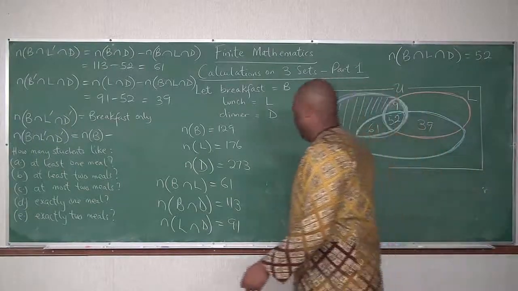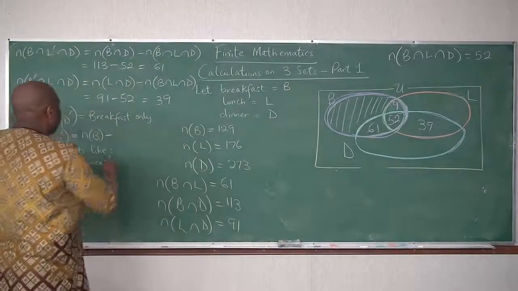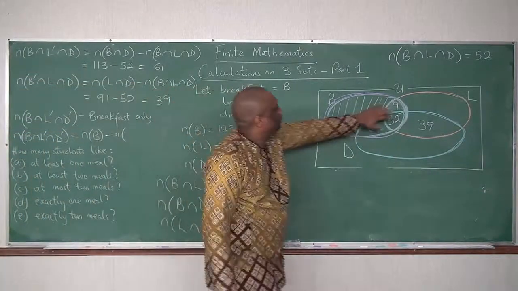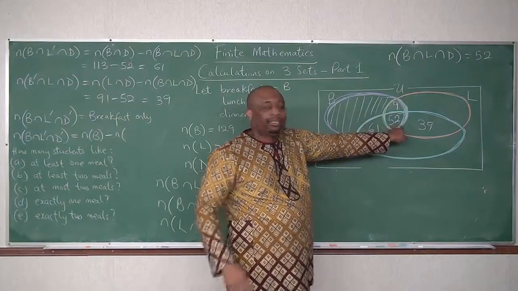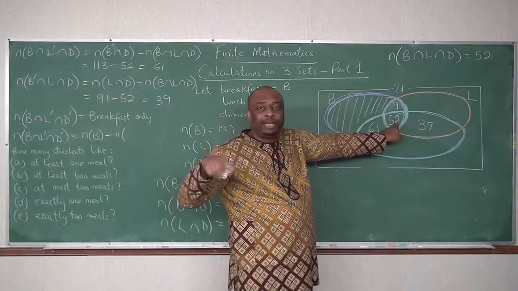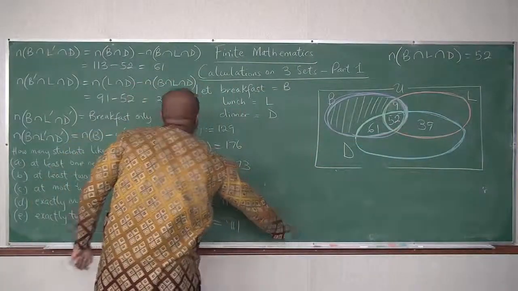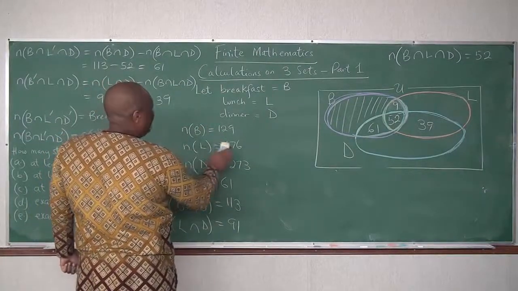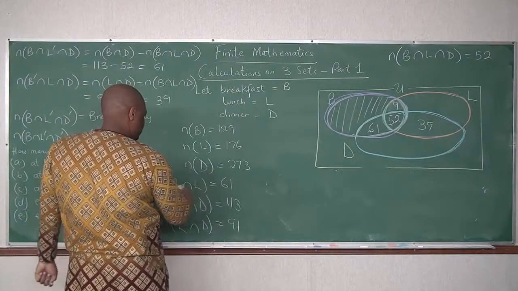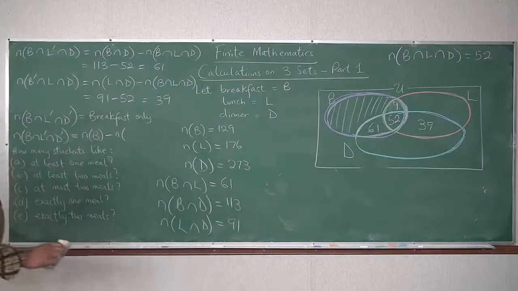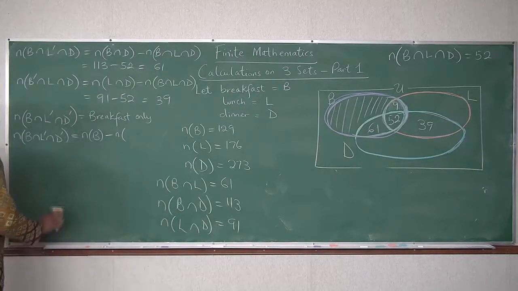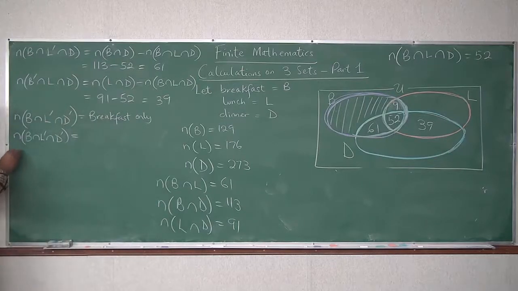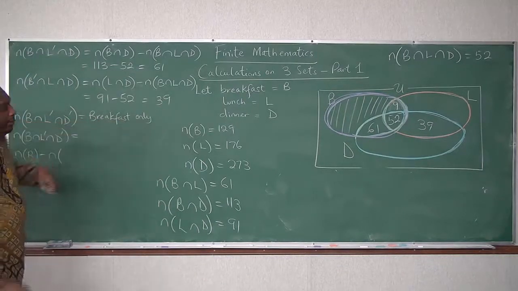So this will be breakfast minus cardinality of the entire breakfast minus breakfast and lunch only, minus breakfast and dinner only, then minus everybody that likes all 3 meals. I know that breakfast is 129. Lunch is this, dinner is this. Let me erase this so that we can have space to do this. So, breakfast only will be cardinality of breakfast minus cardinality of breakfast and lunch only.